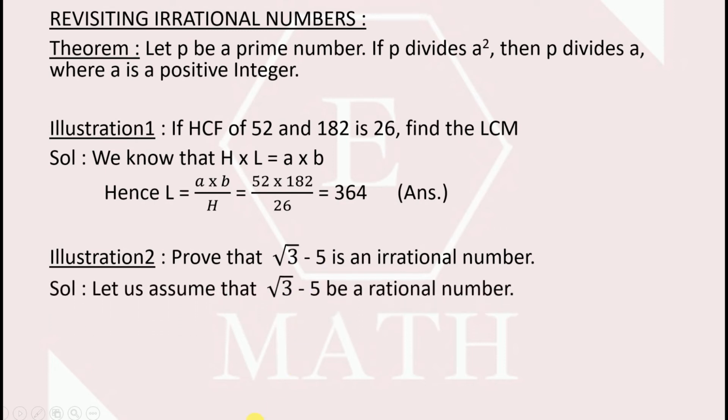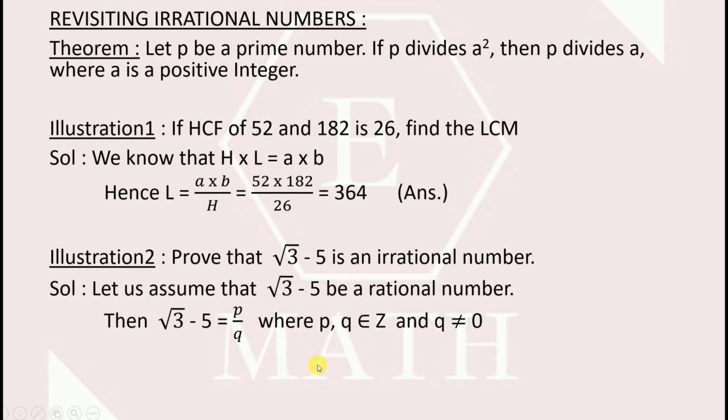Proof. Firstly, let us assume that root 3 minus 5 is a rational number. If it is a rational number, then root 3 minus 5 can be expressed in the form p by q, where p, q belong to Z and q is not equal to 0. What is the meaning of this? p, q belong to Z means that p and q are integers and q should not be equal to 0.